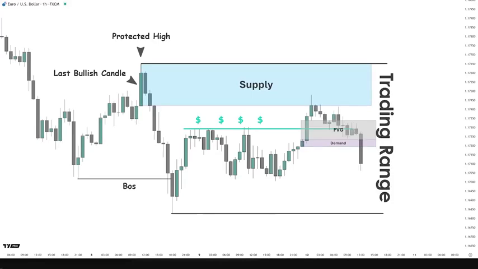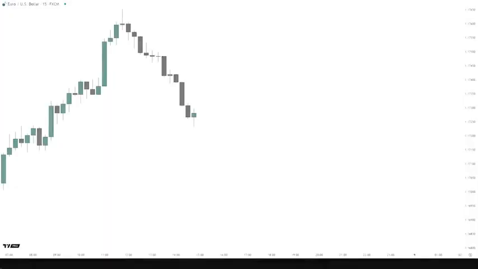Supply has overcome demand and is now in control. To execute the trade, let's zoom into the 15-minute chart for more detail. On the 15-minute chart, all we need to do is identify a supply zone to go short. The candle that created the fair value gap will make a great supply area for entering a short trade. Now let's play the price forward.